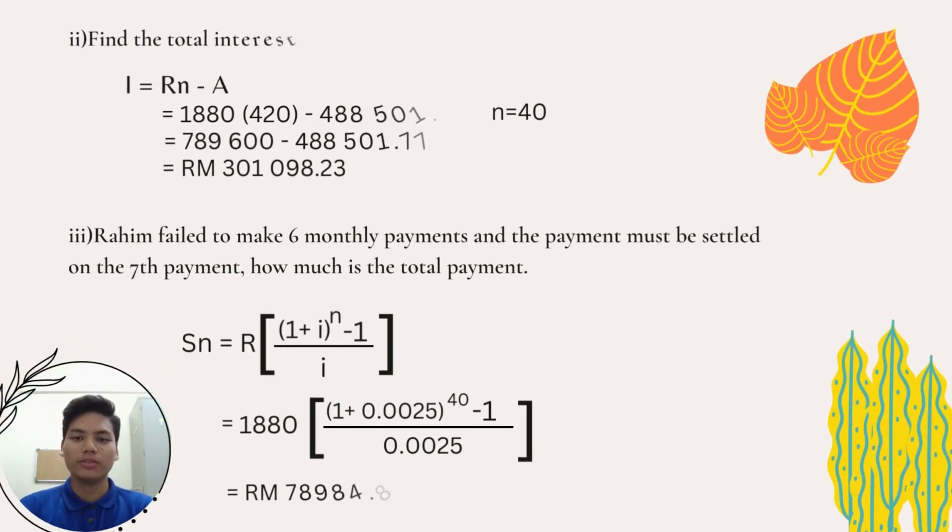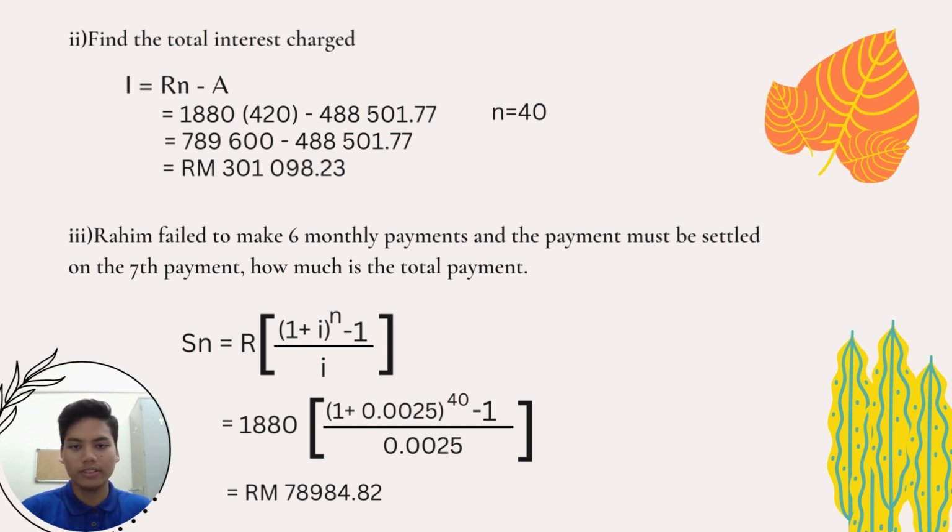Moving on to number 2 Roman. Find the total interest charged. The formula is I equals Rn minus A. So we get the answer of RM 301,098.23.